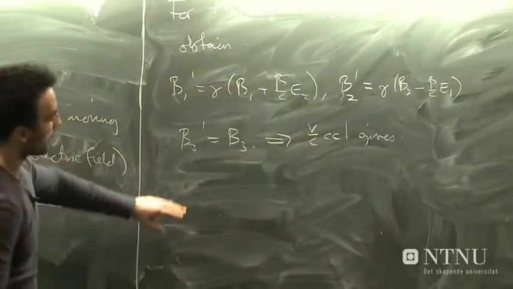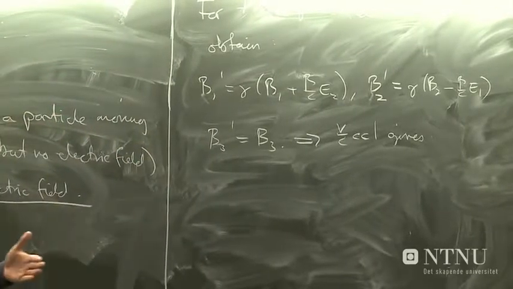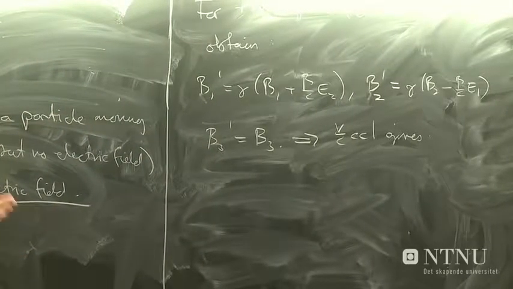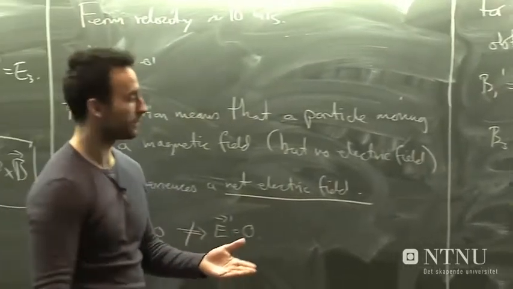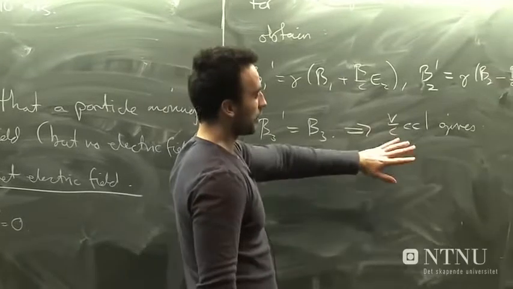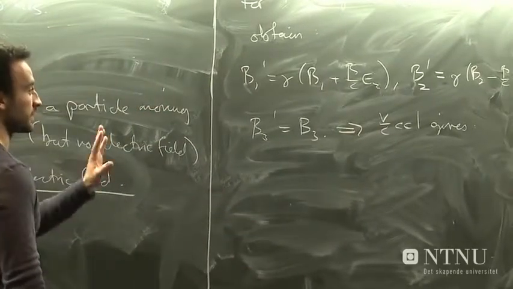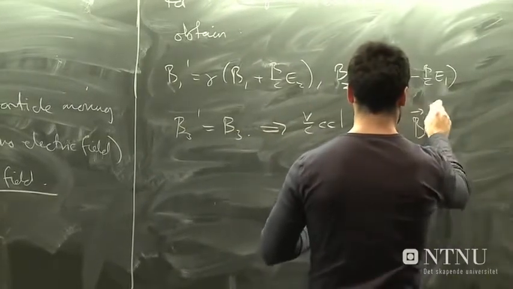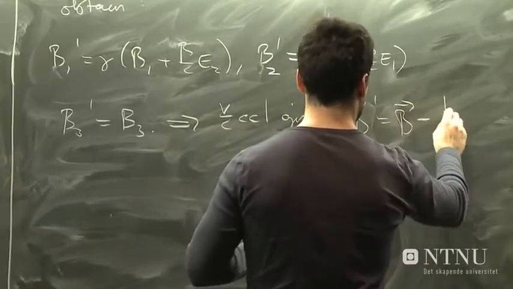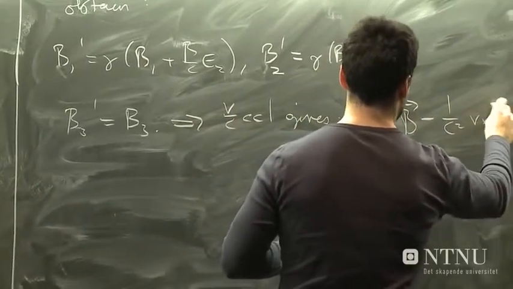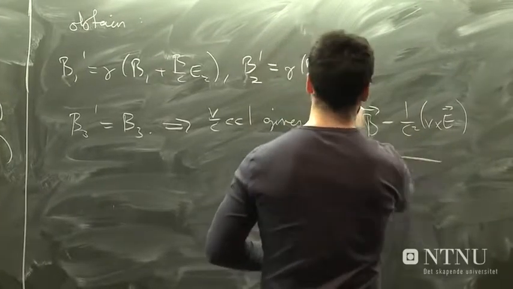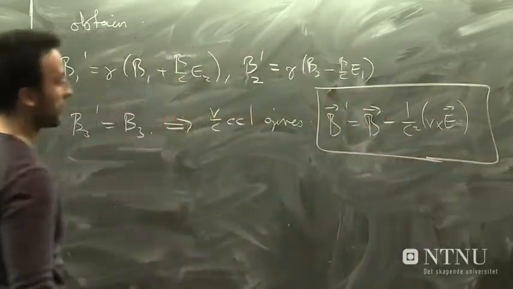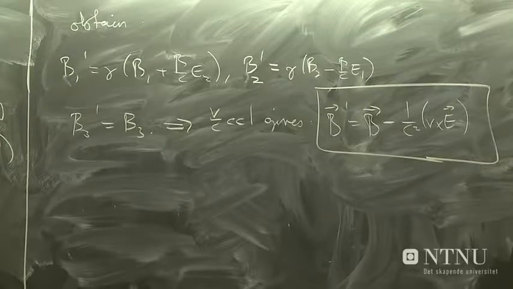And in fact, one important similarity is that the component of the magnetic field along the direction of relative motion is the same. It's invariant. Now, if we perform a small velocity expansion of these general results, we get the following. So you can note the analogy here with the electric field.